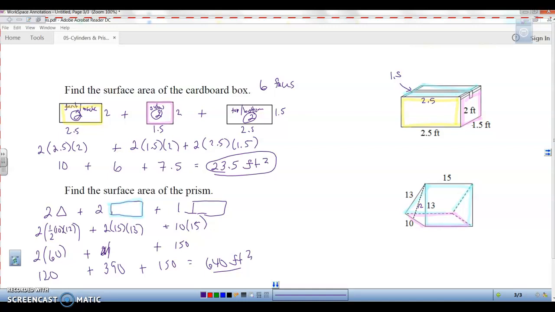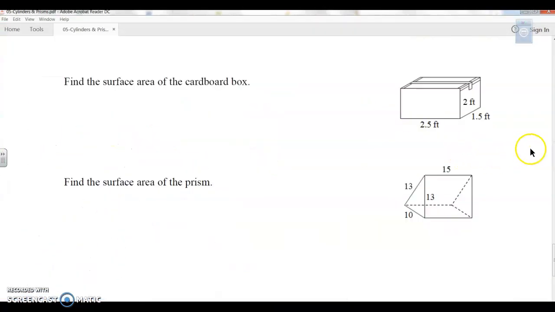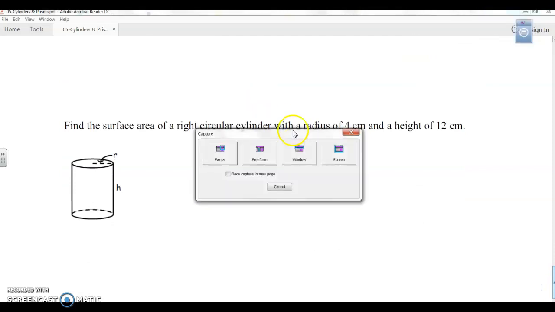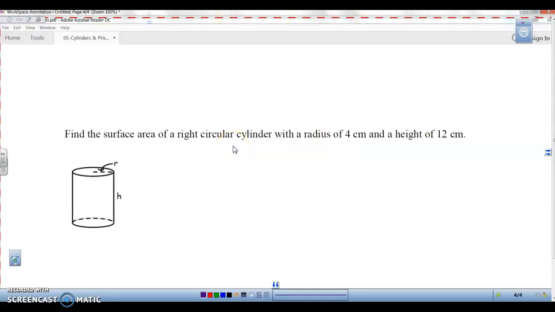Okay, last one. We have the surface area of the cylinder. Now, this is a little goofy because we have to think about wrapping this. What kind of bases does the cylinder have? Well, it has two circles. Let me draw two quick circles here. So I have a circle here, and I have the other circle that are the same. So when I draw them, there are two of them.